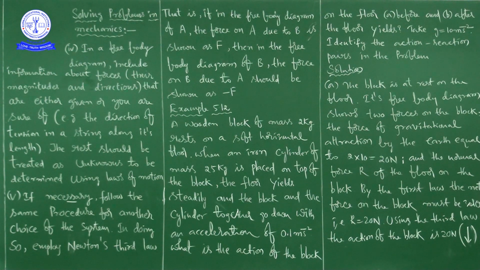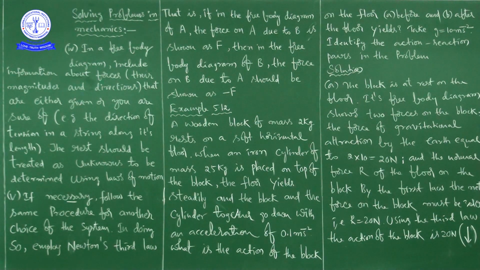Okay, right. Next, the rest should be treated as unknowns to be determined using laws of motion. So out of the forces present on the body which belong to the system, some are known, so they may be given, and some we have to find. You can find the unknown force or unknown quantity by using the laws of motion: Newton's first law, Newton's second law and Newton's third law. Okay, right.